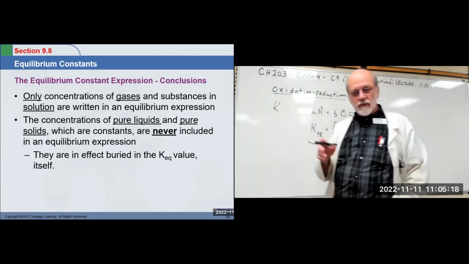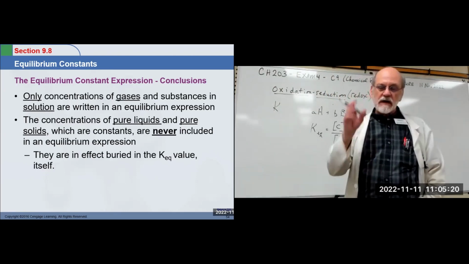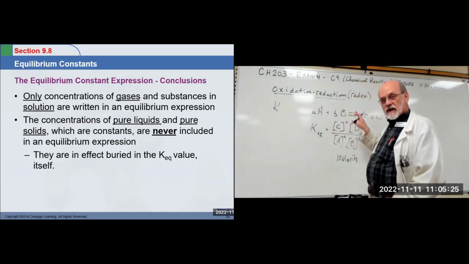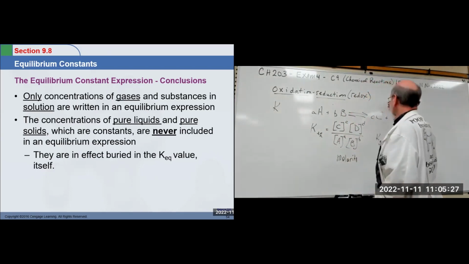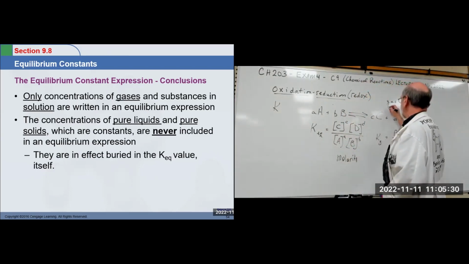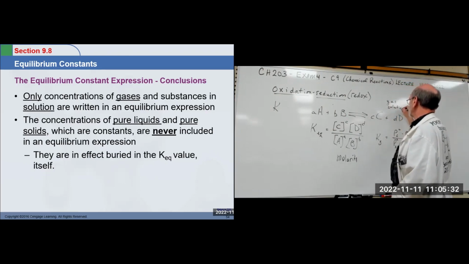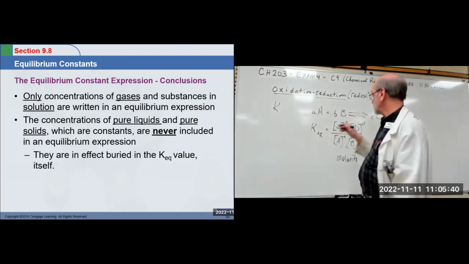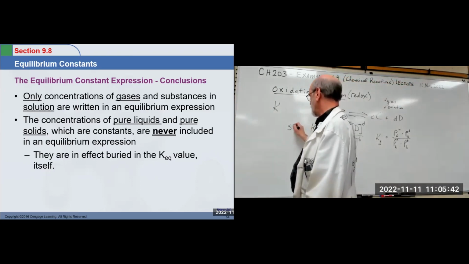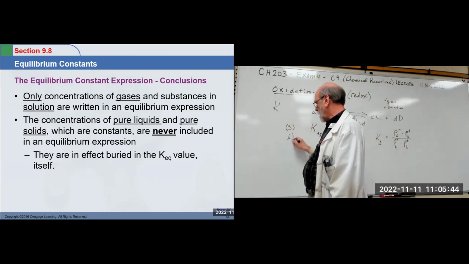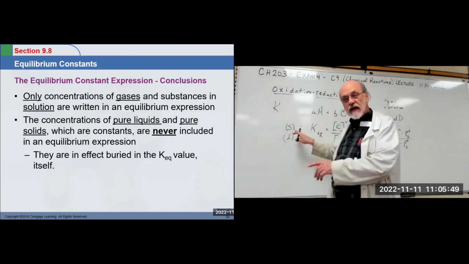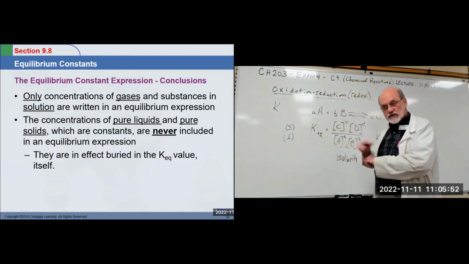Now, here's another thing about equilibrium constants. The only values that enter this expression are either gas or solution concentrations. If any one of these reactants is a solid or a pure liquid, not a solution, but a pure liquid, then they are not put in the expression. You just ignore them.